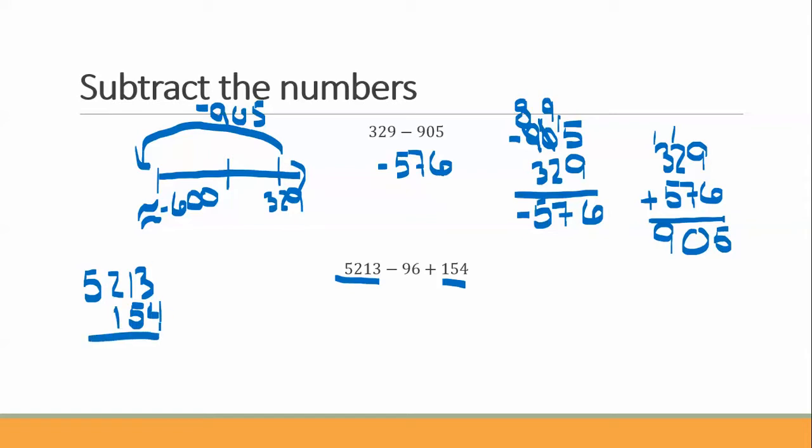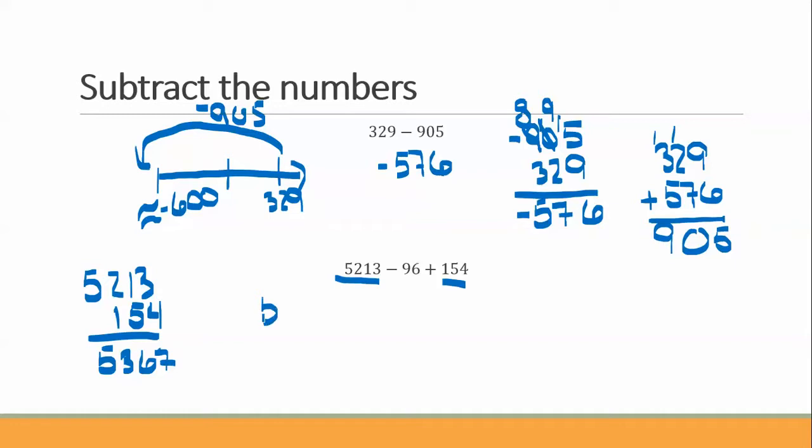Just our refresher, we have to line up our 1s, line up our 10s, line up our 100s. And we add those up. We have 3 plus 4 is 7, 1 plus 5 is 6, 2 plus 1 is 3, and 5 plus 0 is 5. So adding 5,213 plus 154 is 5,367.